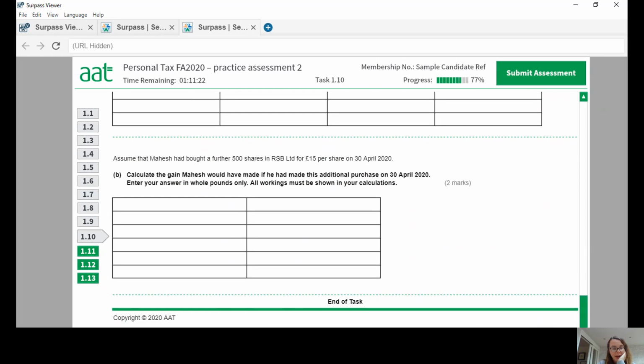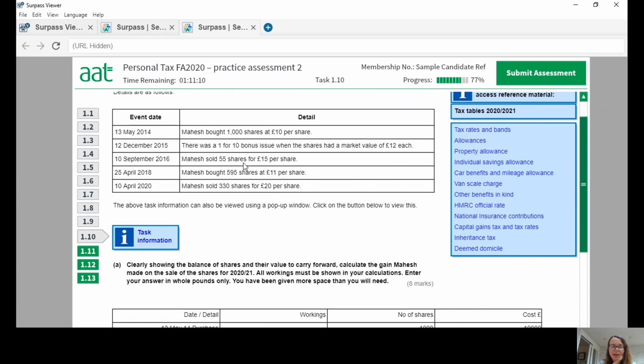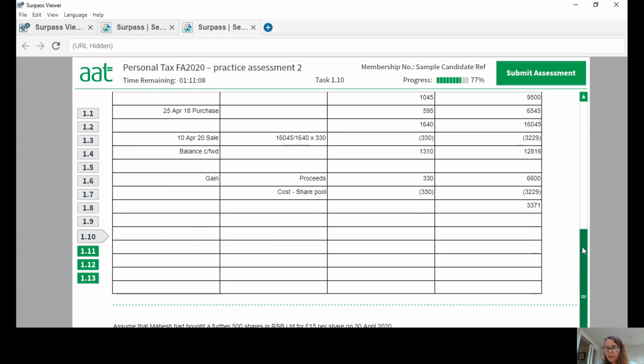Assume that Mahesh had bought a further 500 shares in RSB for £15 each on the 30th of April. Oh, right, so this is testing our knowledge of the matching. So the 30th, gosh, sorry, hang on.